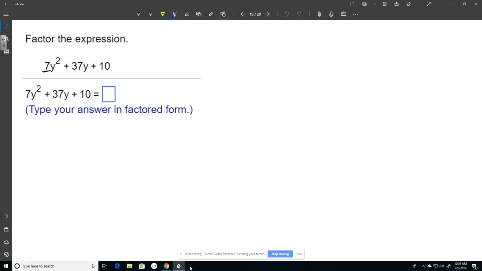And remember, because this 7 is in front of the y squared, I'm not looking for factors of 10. I have to multiply these together first. 10 times 7 is 70. So I'm looking for factors of 70 that add up to 37. So 70 is 70 times 1, 35 times 2, 7 times 10, 14 times 5. And I think that's probably enough. Do any of those add up to 37?